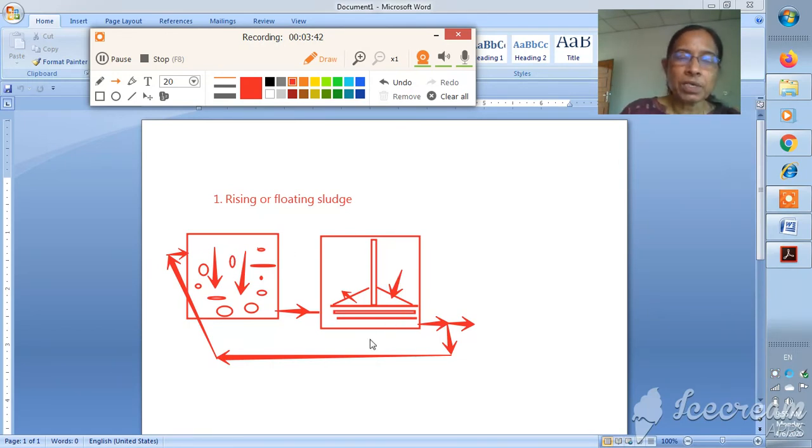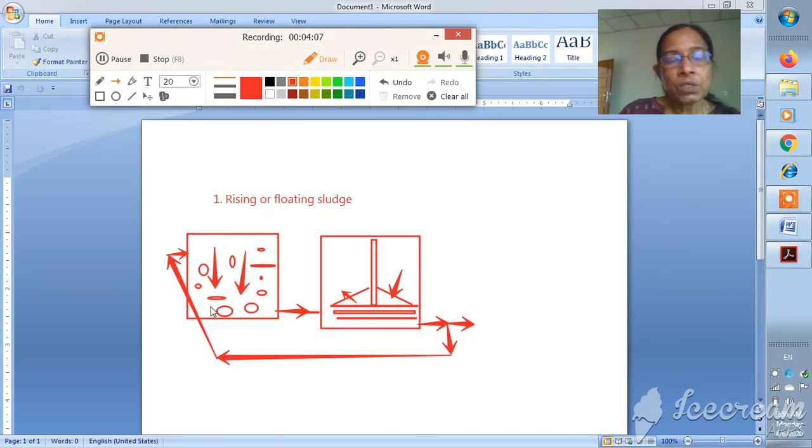Now imagine that we are continuing this aeration beyond the design sludge age or beyond the mean cell residence time. For example, we are continuing the aeration for more than 10 days. Then what will happen?